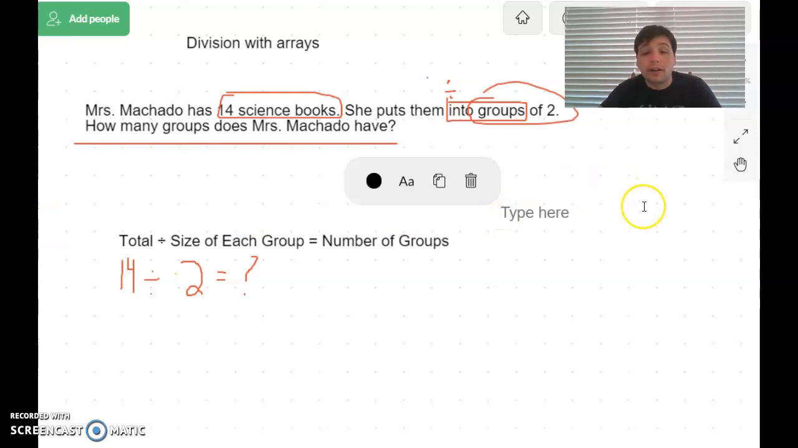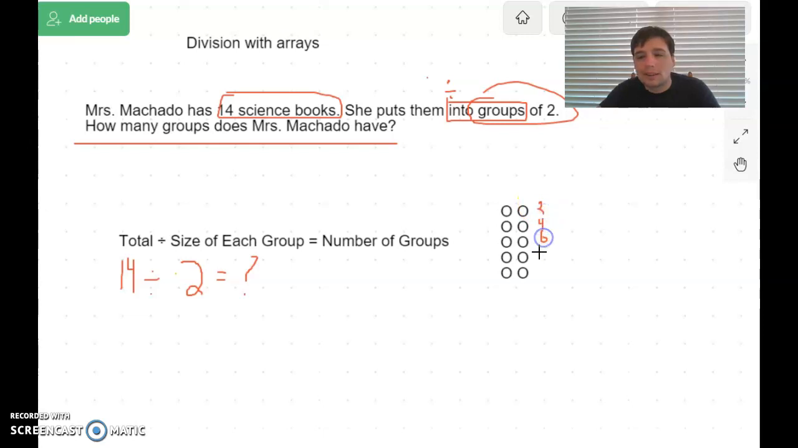So I'm going to make a simple array. And this time I'm going to make it with O's. There's 1 group of books, 2 groups of books, 3 groups of books, 4. And I can skip count on the side if it helps me. 2, 4, 6, 8, 10. I'm not there yet. So I need to keep going. 11, 12, 13, 14. And I'm making my array look like this because I know she's putting them in groups of 2. So here are my groups of 2.